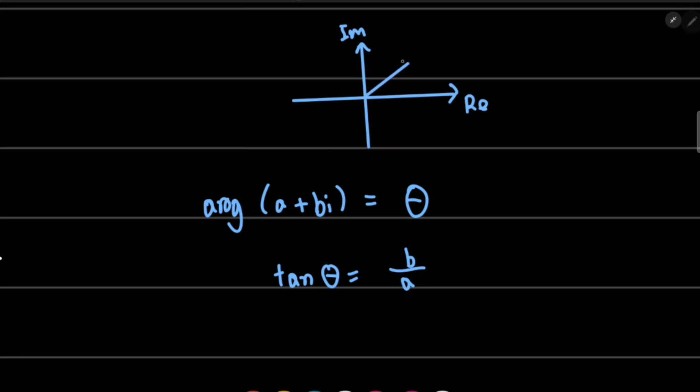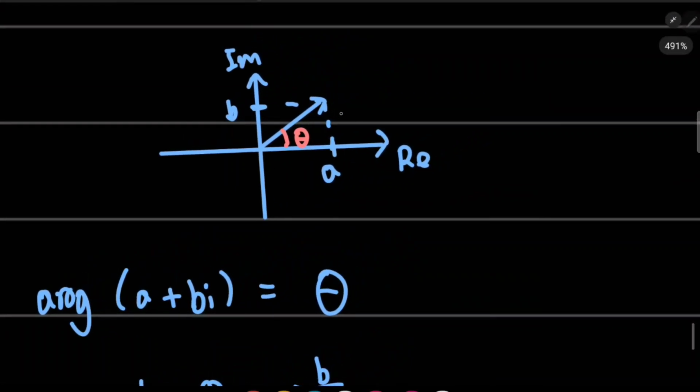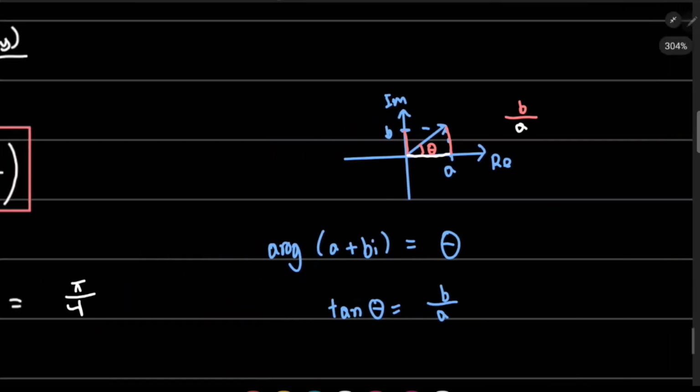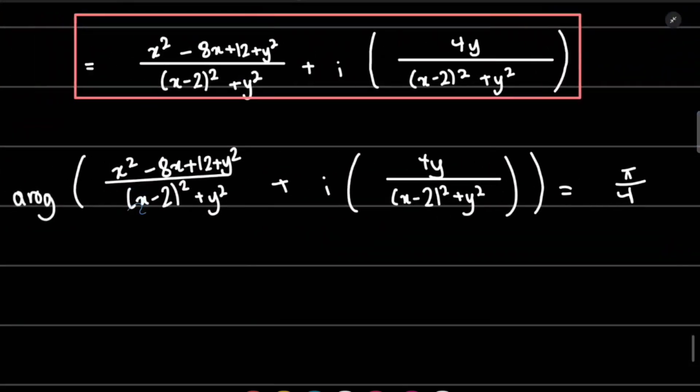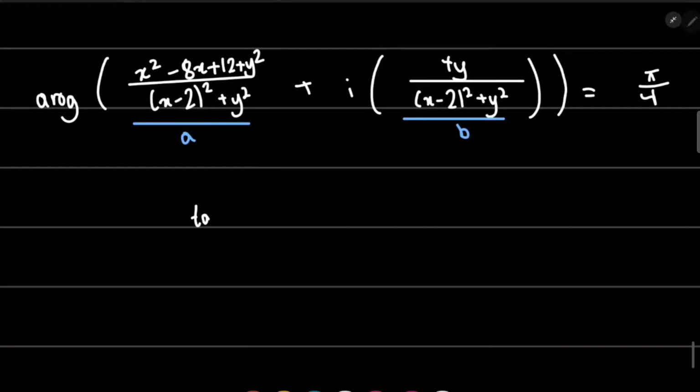So we have this point over here, which is a in the real axis, b in the imaginary axis. Now this angle theta will be equal to opposite divided by adjacent. The opposite is equal to b and the adjacent is equal to a. So this is tan theta equals b divided by a. In our case, a is this part over here, the real part, b is this part over here, the imaginary part. So we'll get tan pi by 4 equals b divided by a.